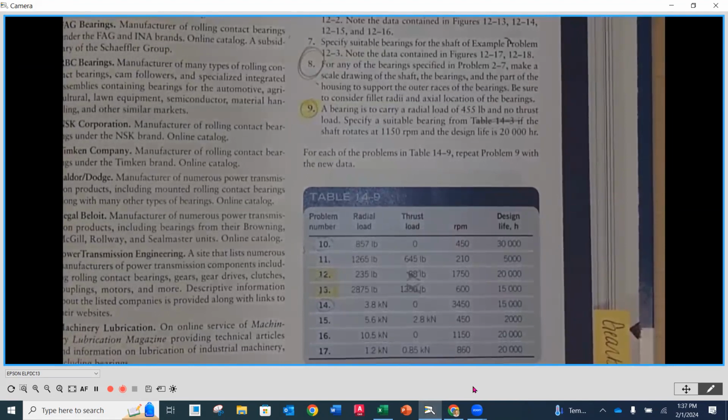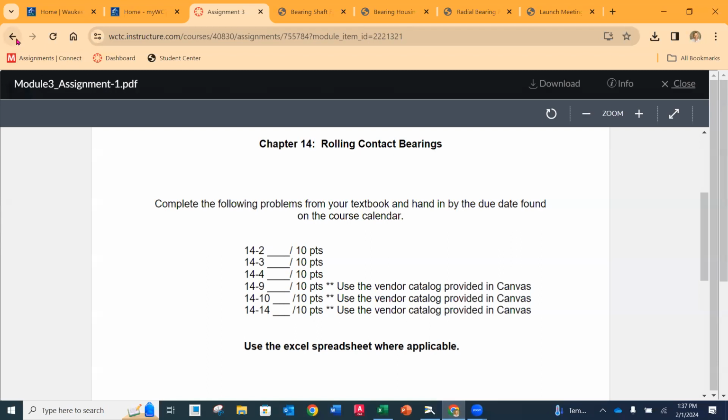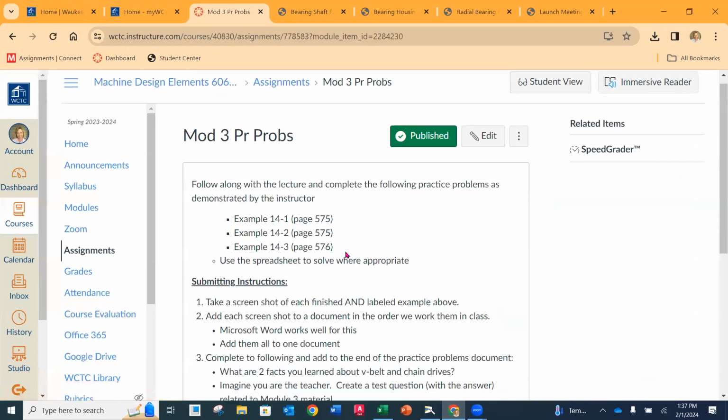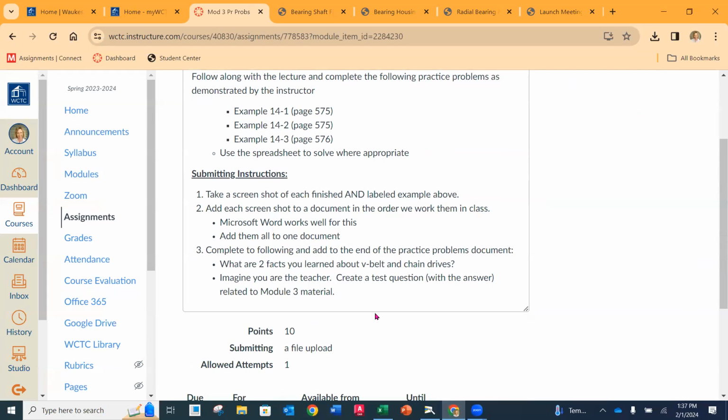BJ, notice for the example problems of module 3, it asked us the questions. Okay, yeah, going back to the practice problems. Let's take a look at the practice problems. So no questions on the assignment before we go on? Okay, then let's take a peek at the practice problems.